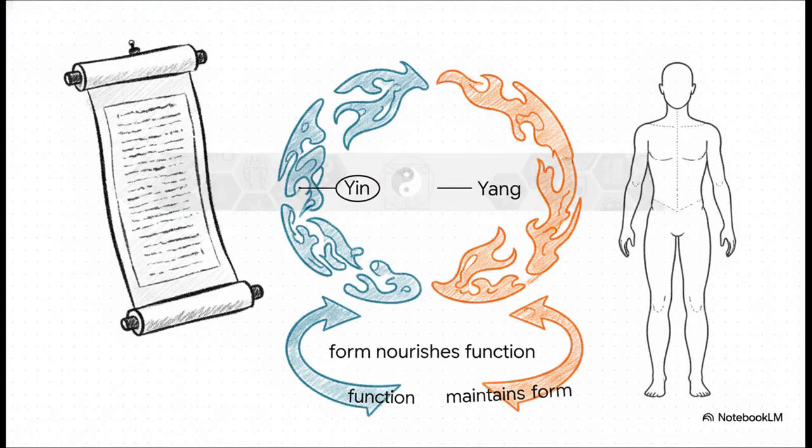Now, what's really fascinating here is how perfectly ancient philosophy actually maps onto human anatomy. Over 2,000 years ago, the Huangdi's classic laid out the theory of yin and yang. But you have to understand this wasn't just abstract poetry or philosophy. It was a highly detailed system of biological checks and balances. Yin represents the structural, cooling, and restorative aspects of the body. Yang, on the other hand, represents the functional, warming, and active aspects. In this system, form nourishes function, and function maintains form. They are completely, 100% interdependent.